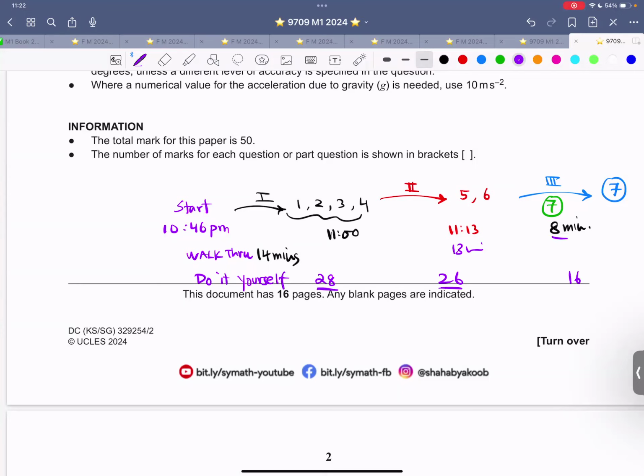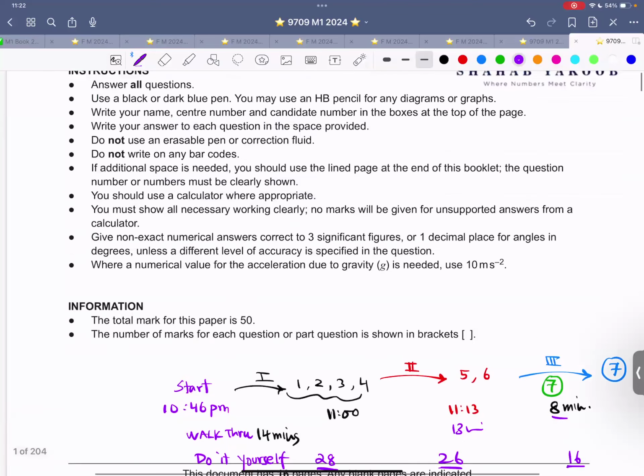So 28 plus 26, that's 54, 54 plus 16. That is 1 hour, 10 minutes, 70 minutes. I think that's more than enough. That is 70 minutes with all the explanation. So in 70 minutes, you can easily do this paper.